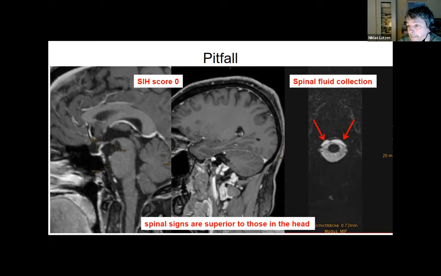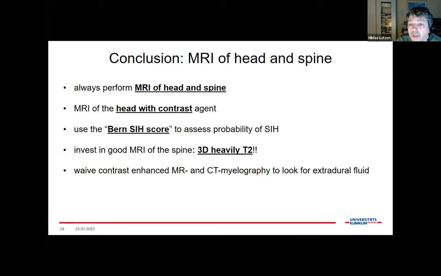In conclusion, we say that it is important to use MRI of the head and the spine because the signs in the head may decrease over the course of the disease. Please use a contrast agent for the MRI of the head. It's important. We recommend to use the nowadays established Bern SIH score.